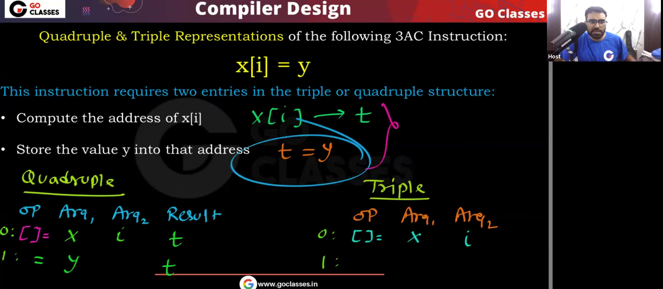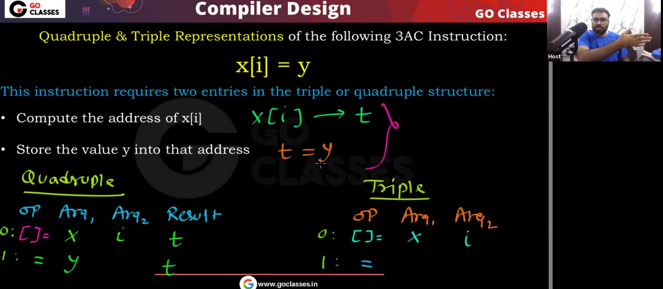Okay, now let's see this t equal to y. In t we are assigning y. So tell me, in the triple representation, what is the operator? That is the assignment. And remember, in the triple representation, this t we put in the argument 1. I told you this we have already seen in the previous example, and also in the previous lecture. This is the special instruction, the assignment instruction. Here the operator will be assignment, this t is the argument 1, and argument 2 will be y.